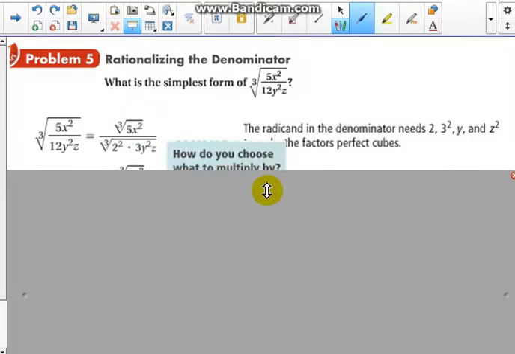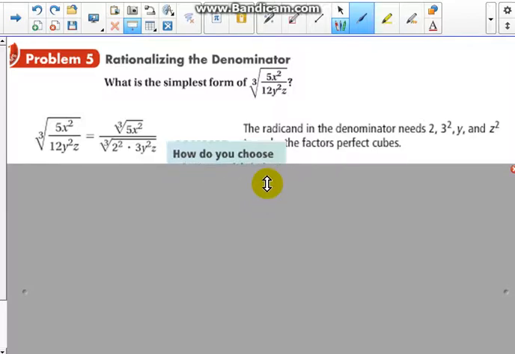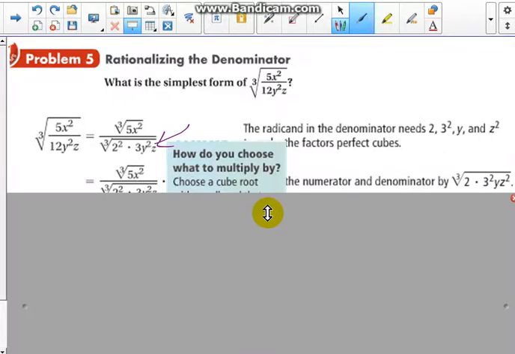So the first thing we want to do is split it up. Before, we were putting it all together. Now we have to split it up so we can work with it independently. So we're going to take it from this, the cube root of that whole fraction, and then we're just going to put the cube root over the numerator and the denominator. Okay, now we've got to clear this crazy denominator there. All right, so how do we choose what to multiply it by?